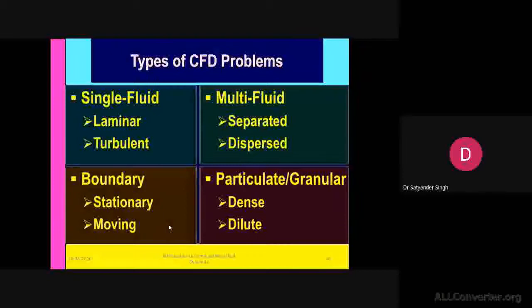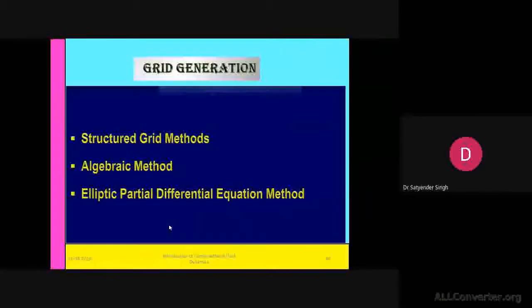So the types of CFD problems we have are single flow, multi-fluid, boundary, and particulate and granular. Grid generation is really important. We have the structured grid method, algebraic method, and elliptic partial differential equation method to generate the grid in the computational domains.